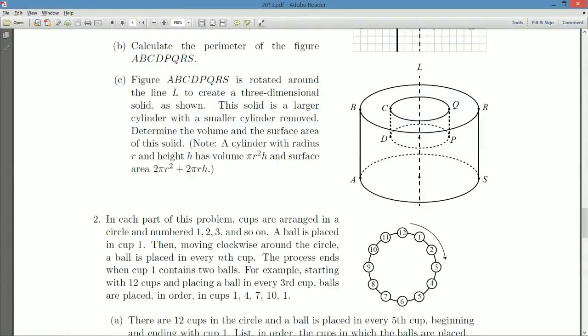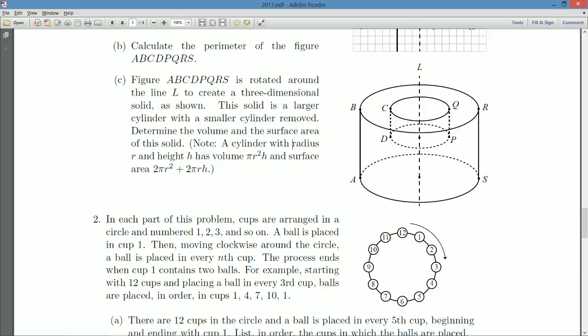Figure ABCDPQRS is rotated around the line L to create a three-dimensional solid as shown. This solid is a larger cylinder with a smaller cylinder removed. Okay, so a small cylinder here with height DC got removed out of the center of a cylinder with height EB and diameter AS, which we just figured out was 16. Okay. Determine the volume and the surface area of this solid.